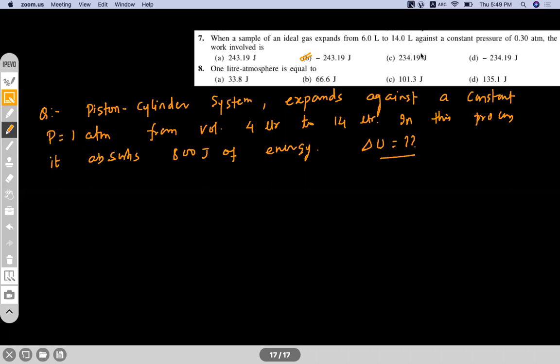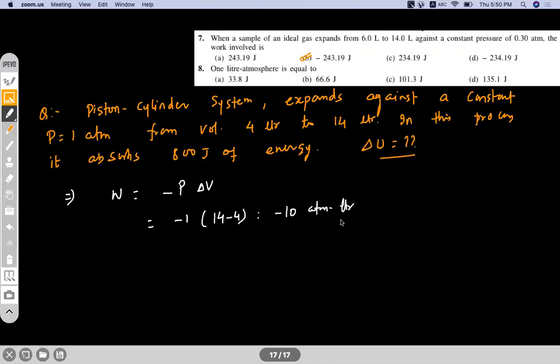Yeah, what is the answer you got? -213.2, close, yeah. So first of all, we'll find out the work done in this expansion process. Work done W is minus P delta V. So this will be minus 1 times delta V, which is 14 minus 4. That is minus 10. Unit is atm liter.